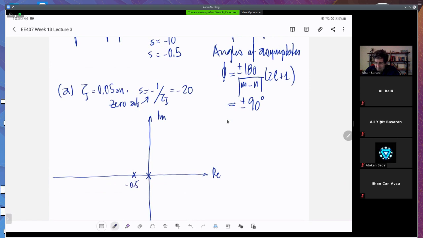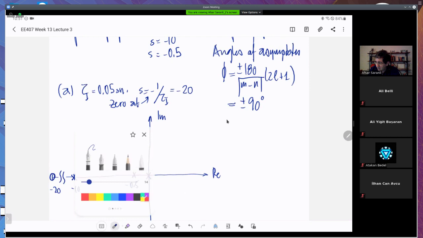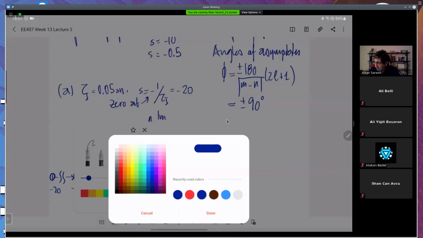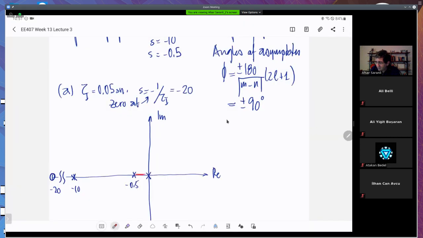Then I have one at minus 10, and let me break here at minus 20. At minus 20 I have a zero, at minus 10 I have another pole. Okay, so now what is the part of the real axis which is part of the root locus? It's going to be this region over here, and this region over here.